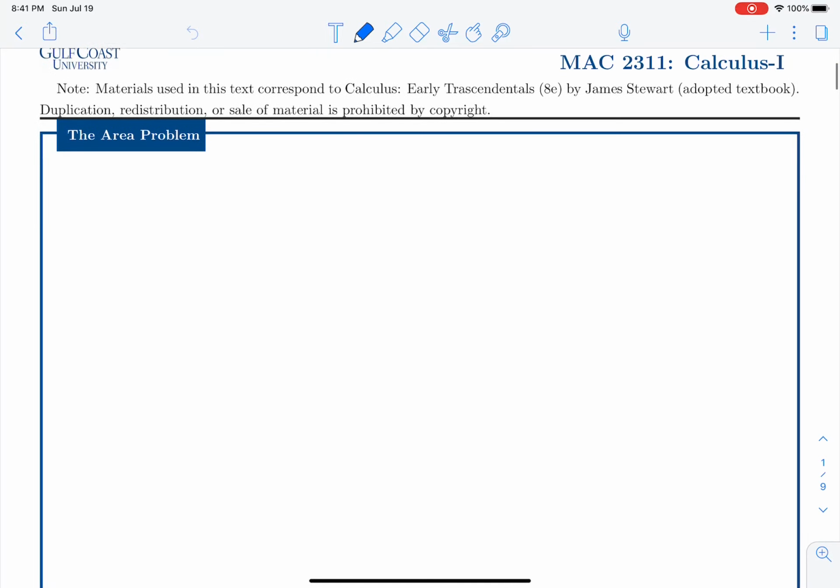Now, the motivation behind integrals comes directly back to the area problem. So I'm going to start with the area problem. So what is the area problem? Well, we want to find the area under the curve. We can either call it a curve or a function.